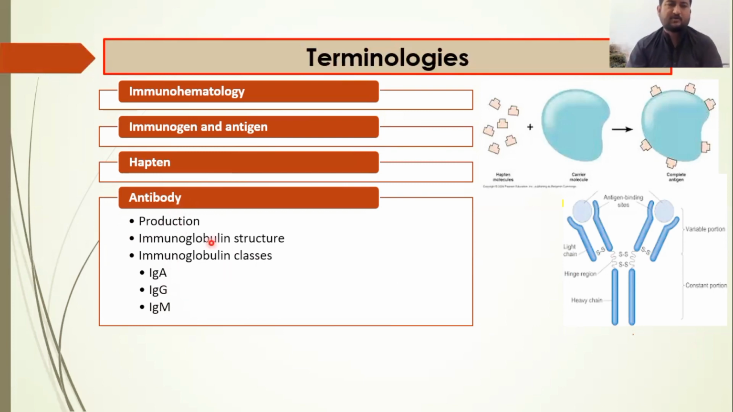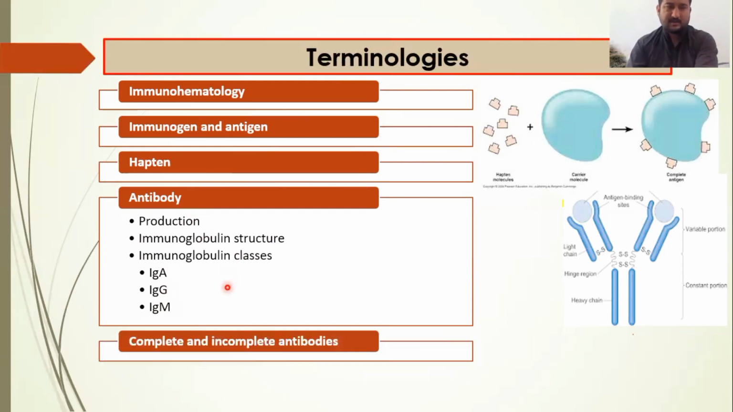We discussed antibody production, immunoglobulin structure, and immunoglobulin classes. The next one is complete and incomplete antibodies. So what is the difference between complete and incomplete antibodies? The antibodies which are produced without any antigenic stimulus are known as complete antibodies.